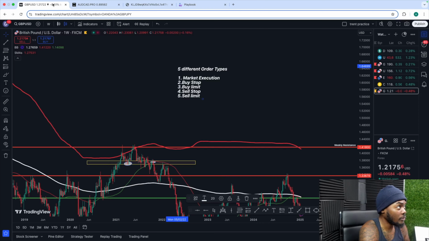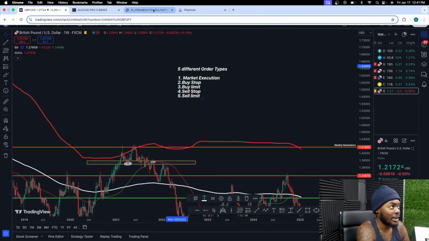So let's talk about the other ones, the ones that are probably a little bit more confusing for some folks. Buy stop, buy limit, sell stop, and sell limit. And I actually have an image here that I want you guys to see. This is basically a sum-up, in a nutshell, of what exactly these order types mean.